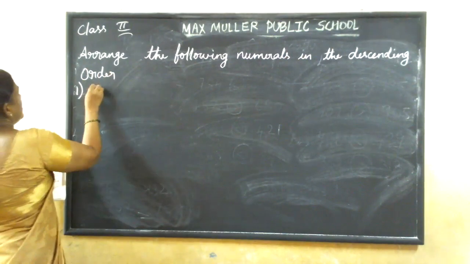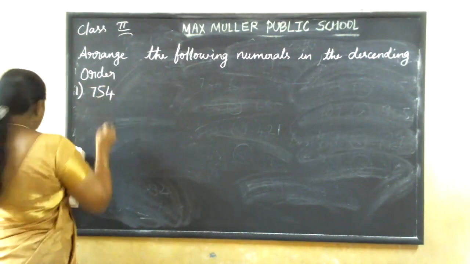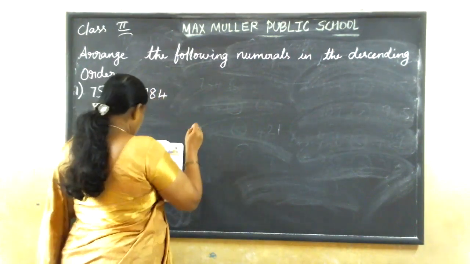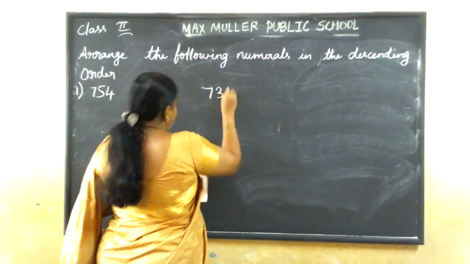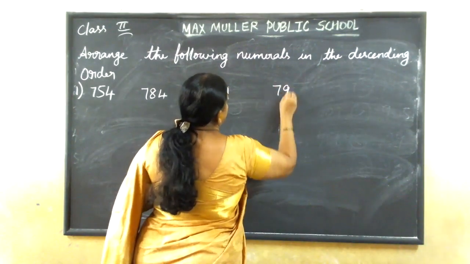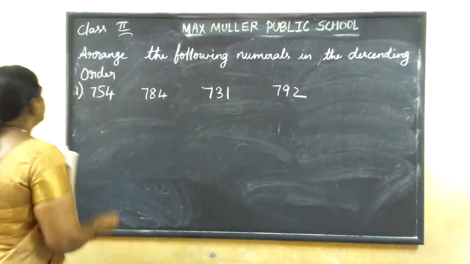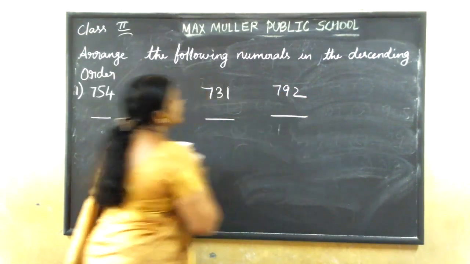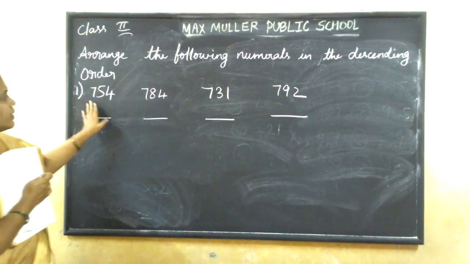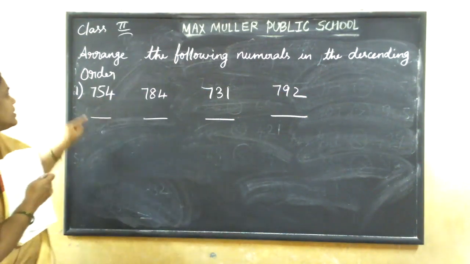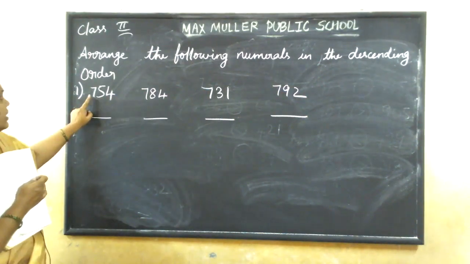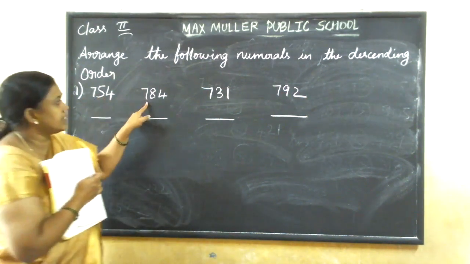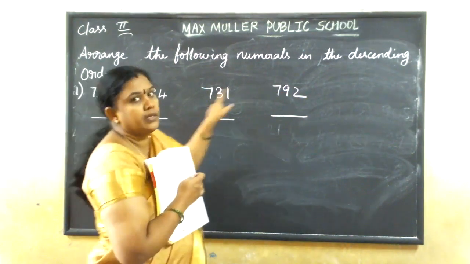First one: 754, 784, 731, 792. Now you want to write first which one is the big number. In these four numbers, you want to choose the big number. See the hundreds place, children. In this number, 7 is in the hundreds place. Here also 7, here also 7, here also 7.